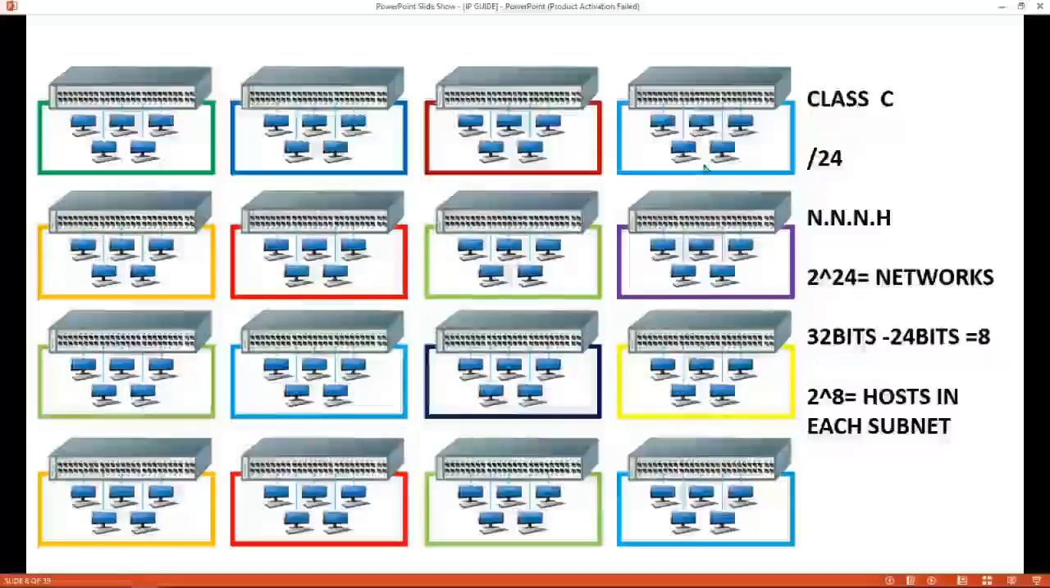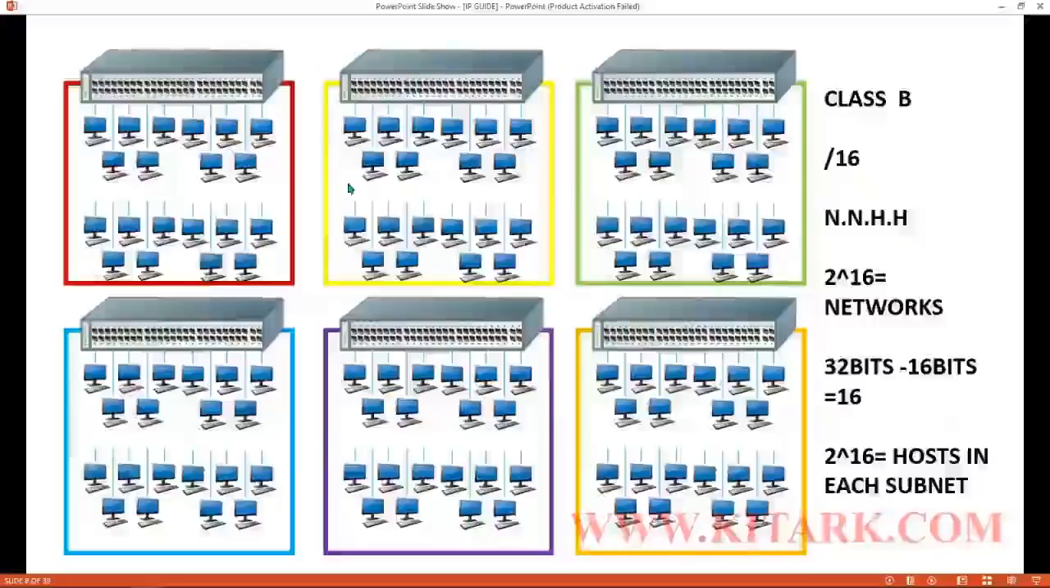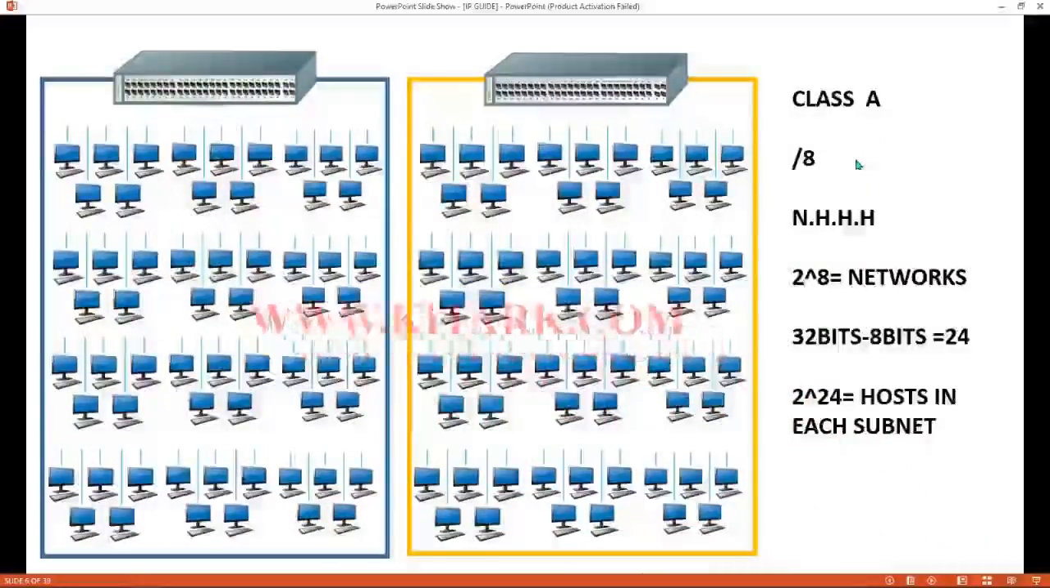So each PC connected to the switch can communicate with its neighbors which are connected to the same switch, not to the other switches, okay? For example, let's say you have a requirement to increase your network from class A. If you want to increase your network, you can go for class B. So what you will do, simply from class A, you will change your /8 into /16. By doing this, what is the result? Your network is increasing considerably. At the same time, your host capacity is getting reduced.